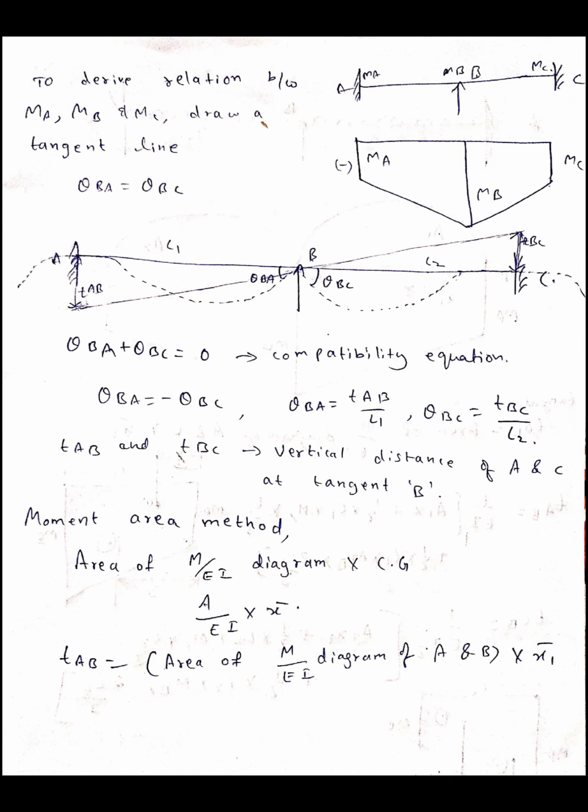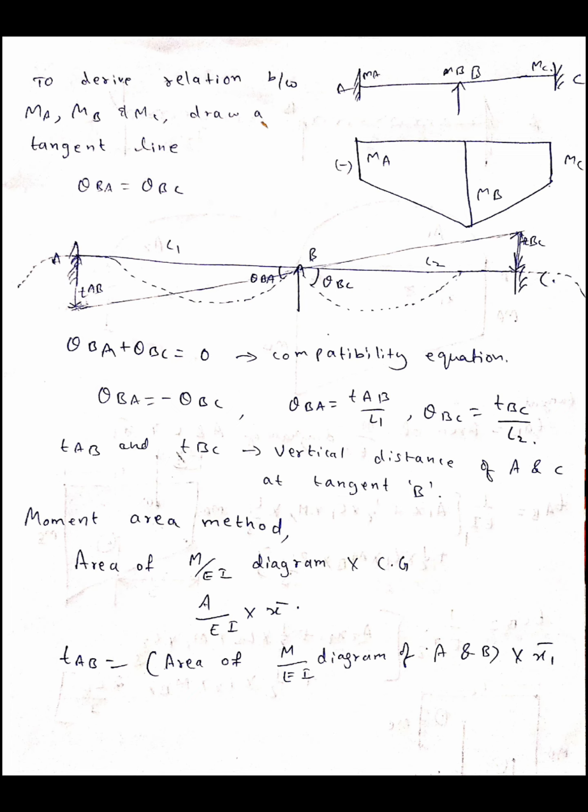At A it is minus MA, at C it is minus MC, at B it is minus MB. As it is center, deflection will be more. So we have shown it in this way. Why minus here? Because we know that at supports and intermediate supports, and at end supports, there is negative bending moment, hogging, therefore minus.